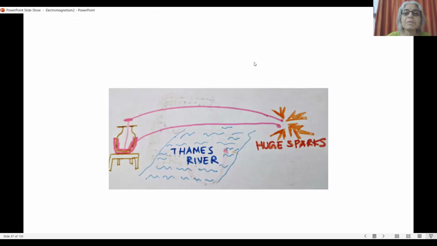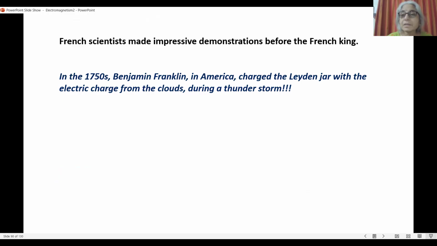So this is one example where the English scientists charged a Leyden jar, then sent these wires across the river Thames, and then they caused the discharge on the other side of the river. So the charge would travel all the way from the Leyden jar and then move back. Okay, so these huge sparks would happen, and people would be impressed. And the French scientists also made some very impressive demonstrations before the French king. So this is how people got introduced to the existence of electric charge.